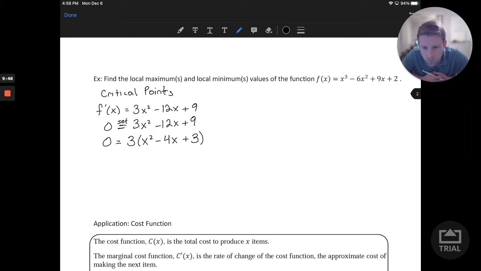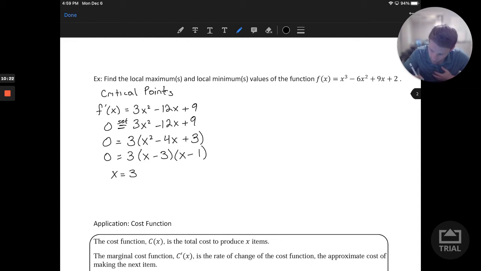And I think we can also factor that quadratic that is left. We'll take a look at doing that with x minus 3 and x minus 1. That'll get us a cross term of -4 and the product of 3 that we need. So it looks like if we set this equal to 0, there's going to be two factors that come out of this. One will be x equals 3. That will be one possible critical point. And we will also have x equals 1.